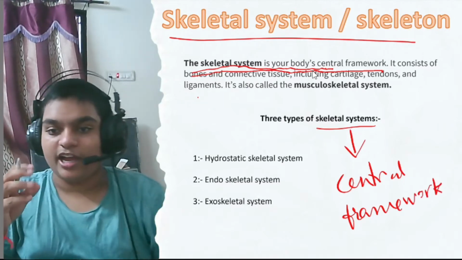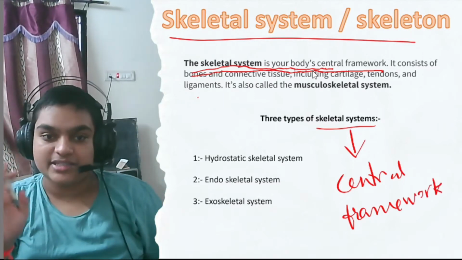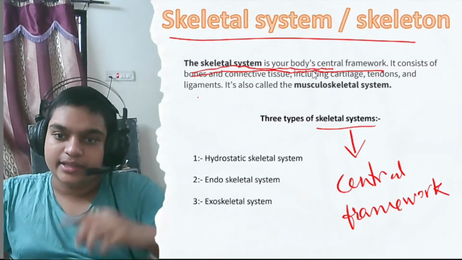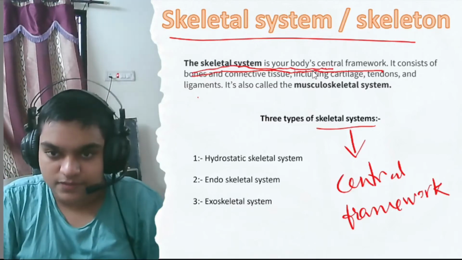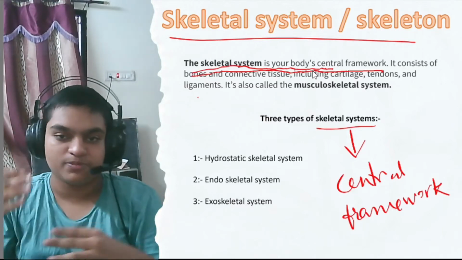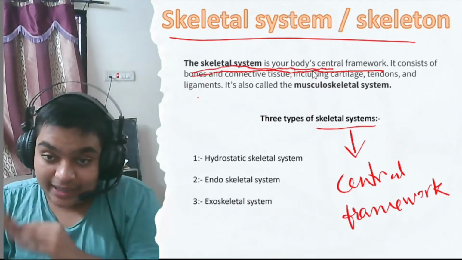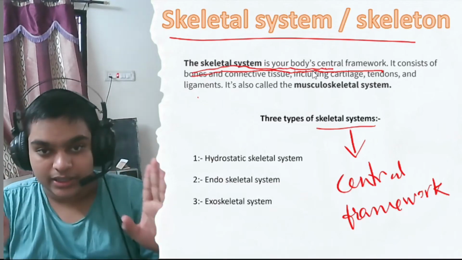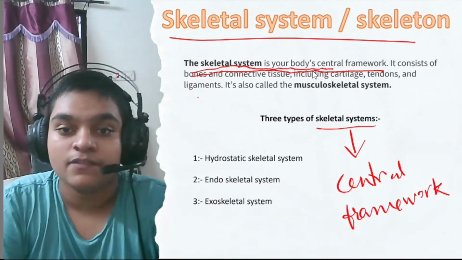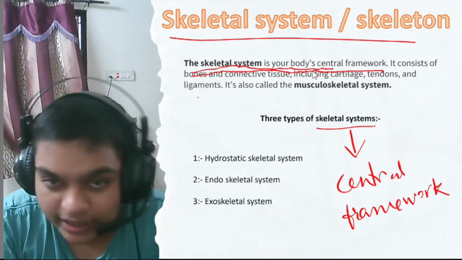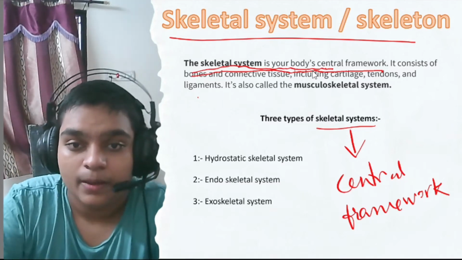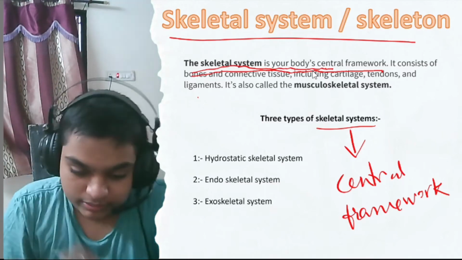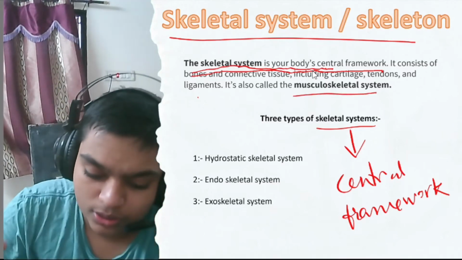Have you ever seen a building without iron as its framework? First they build the framework using iron bars, and they pour cement into the gaps they have created, the cuboidal shapes, pillars, etc. Like that iron which provides structure to the building, the skeletal system, which includes bones, cartilages, tendons, ligaments, etc., provides a structural framework to the body. That is why it is also called the musculoskeletal system.